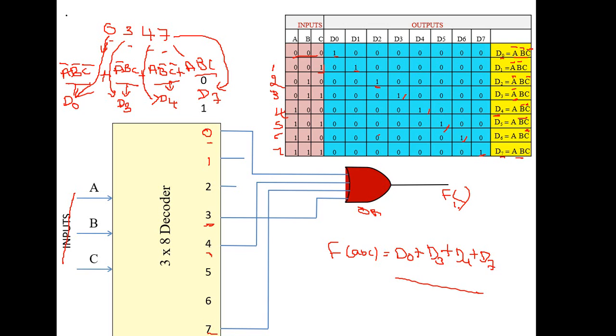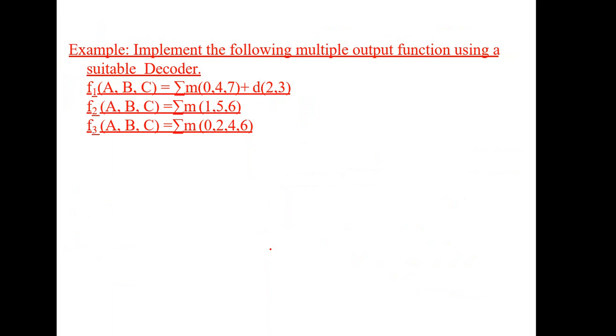This is how to design if any minterm numbers are given, we make them in a decoder. What is the benefit of this decoder? You only take 3 inputs instead of the product portions. It is readymade, so you take the particular D outputs and feed them to an OR gate. This is for one function. Similarly, you can go for many functions.